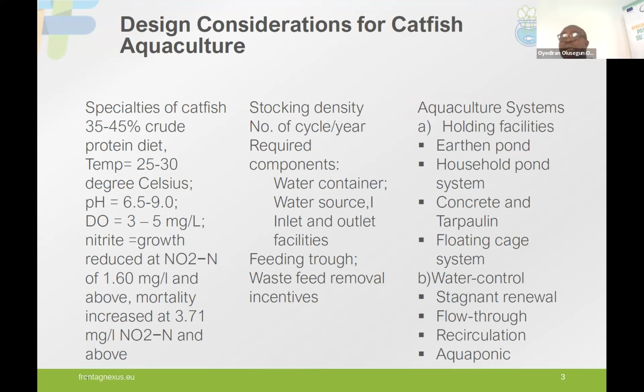So what are the specialties? Because in designing a system for catfish aquaculture, we need to understand its specialties so that we can capture an effective design. It's an omnivorous species that will take a 35 to 45% crude protein diet. And so it means there is an implication for nitrogen content in the system. The temperature is between 25 and 30 degrees Celsius, so we have to be careful on what to do.